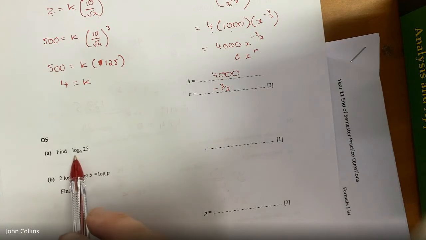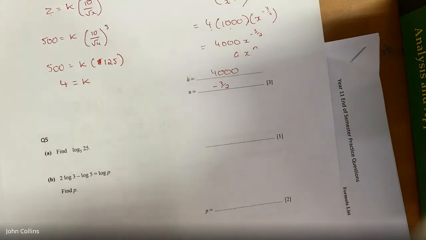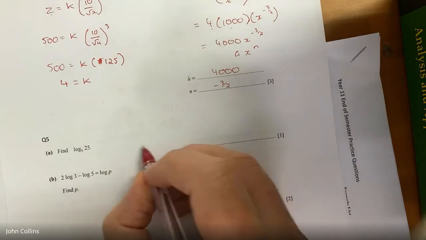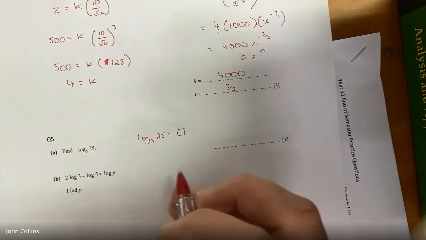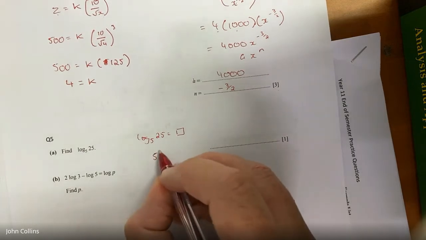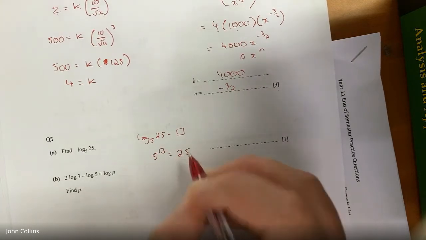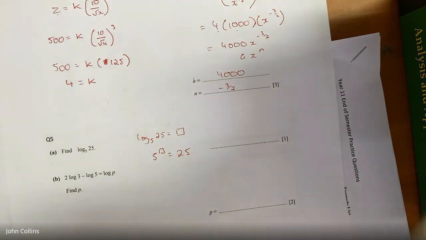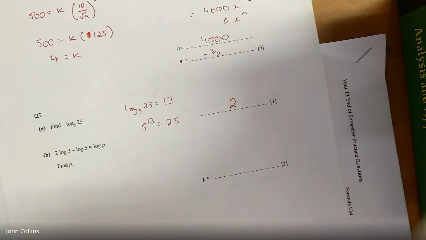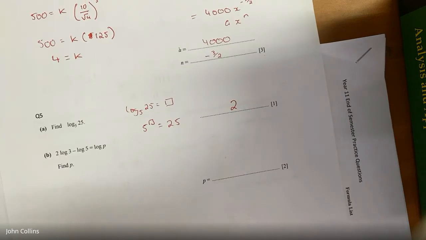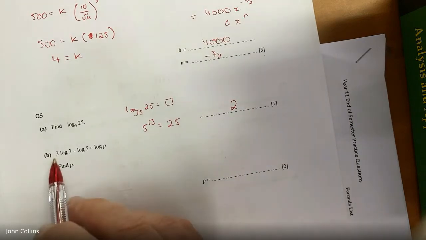Logs. Log base 5 of 25. We need to remember what this statement is. In general, log base 5 of 25 equals something. How do I rewrite that with exponents? That means 5 to the power of something is 25. 5 to the power of what? 5 to the power of 2. It's 2.